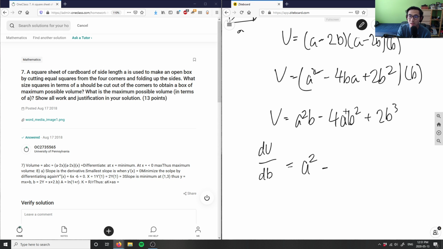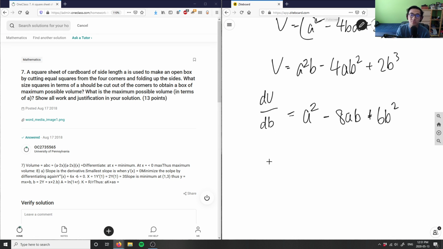This first term is simply a squared. The 4a is all constants, so I don't have to worry about that. The 2 is brought down, so I have 2 times 4a, which is 8a times b. For this last term, I bring the 3 down, so 3 times 2 is 6, and then this would be simply b squared. Then I set this to 0 to figure out the maximum volume, so I would have a squared minus 8ab plus 6b squared.